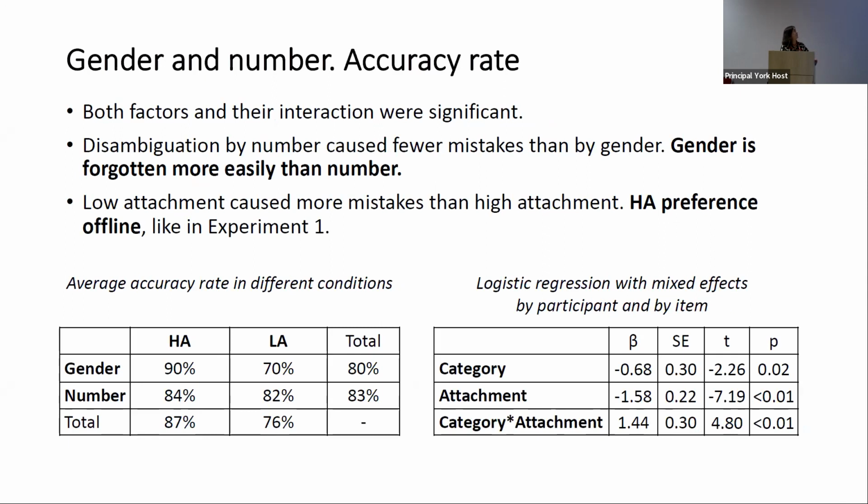And the accuracy rate, as in experiment 1, both factors and their interaction were significant, and disambiguation by number caused fewer mistakes than disambiguation by gender. So you can see the totals here. This difference is not that big, but it's significant. And low attachment caused more mistakes than high attachment. This is a bigger difference. Again, we have a strong high attachment preference offline, like in experiment 1.